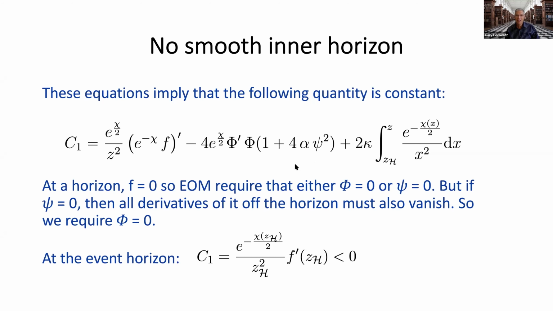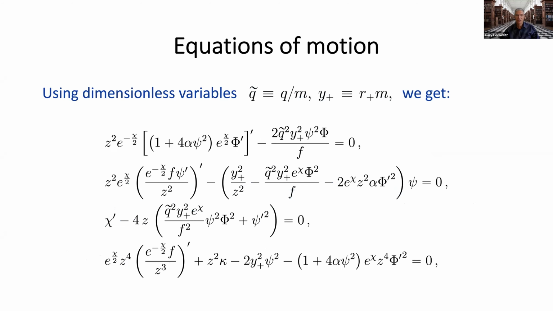Now at a horizon, f, of course, vanishes. That's the characteristic feature of a horizon. And you notice the equations of motion have lots of terms with 1 over f in them. But these terms always appear with the product of the scalar and the electrostatic potential. So if we're going to look for solutions with non-singular horizons, either psi or this capital phi has to vanish at the horizon.